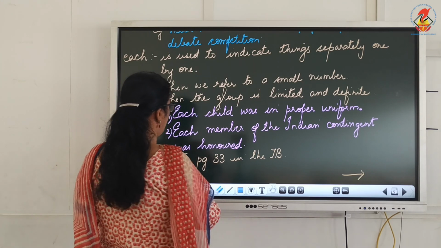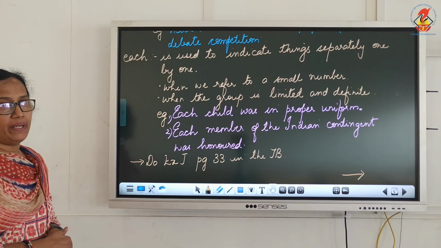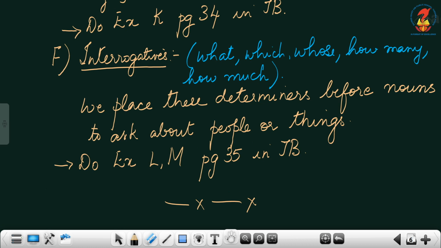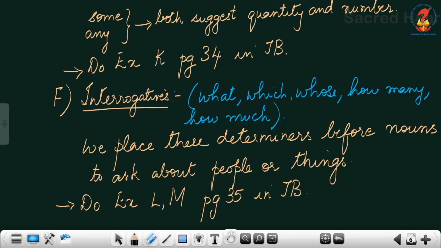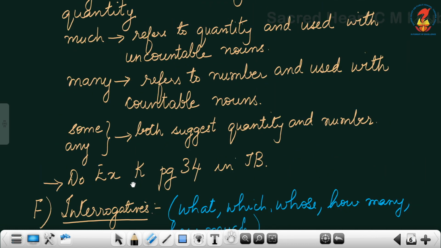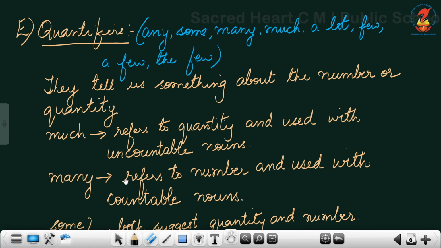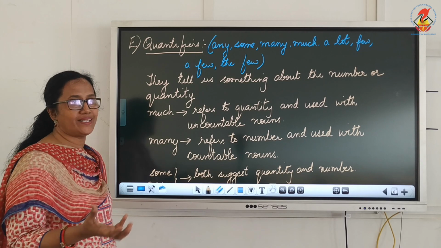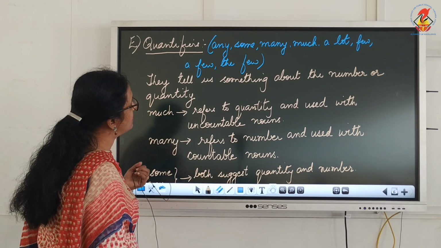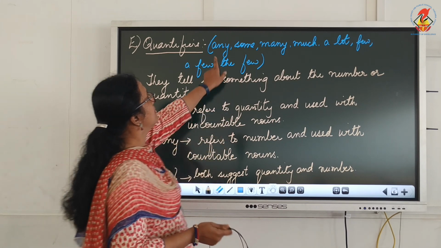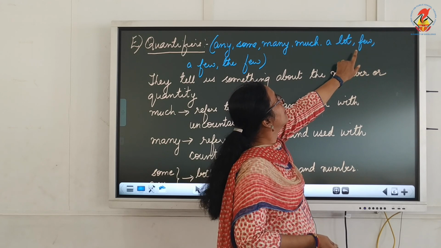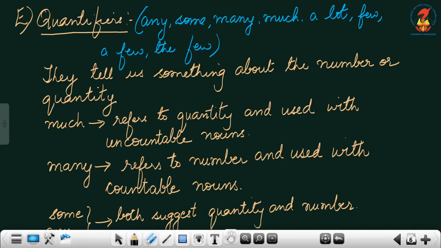After this, I want you to be doing exercise J on page 33 in your textbook itself. Now we are moving on to the next one. We have got E. What is E now? E is quantifiers. Quantifiers, they all represent quantity. Now there are many words that come under quantifiers. Some, any, many, much, a lot, then few, a few, the few, little, a little, the little, and some more like that.